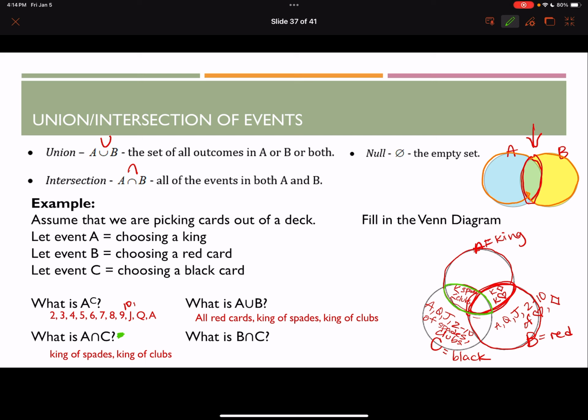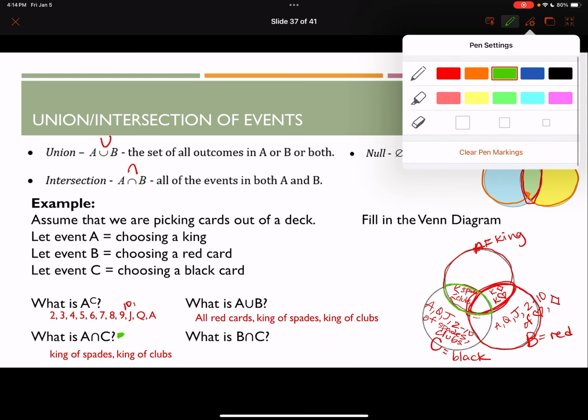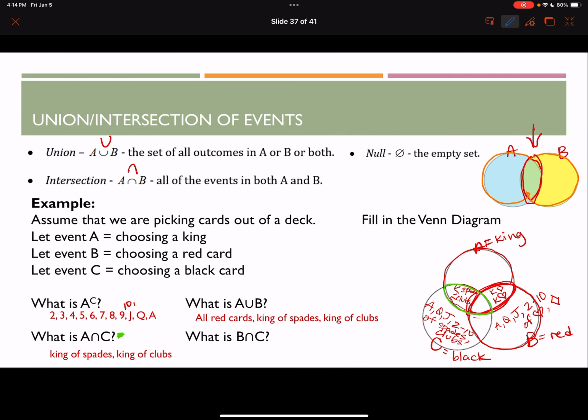All right, B intersect C. Let me get another color. I'll color code this blue. I'm sorry, this is getting really messy. But B intersect C would be the intersection of getting a red and getting a black card, right? On my Venn diagram, it's where do B and C intersect? It's in this middle section here. And there are no cards that are both black and red. So we would say that's the null set.